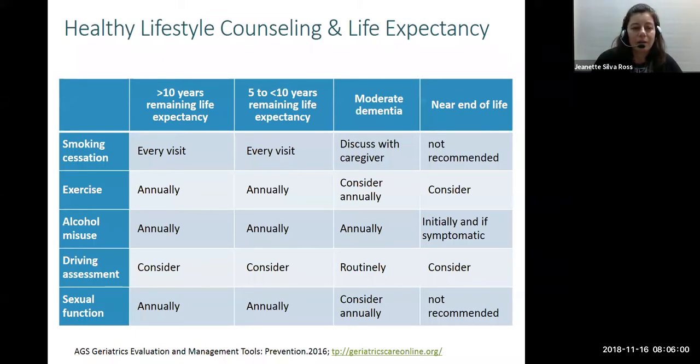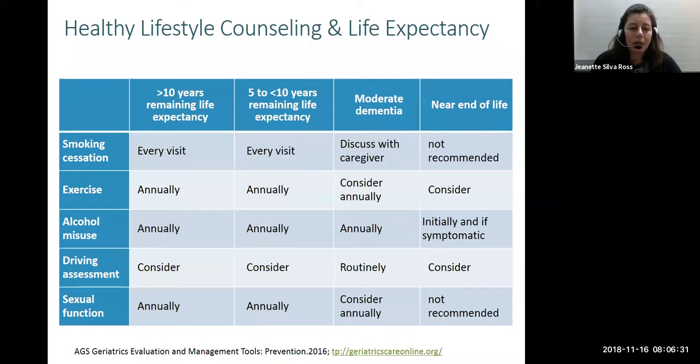Now, with the moderate dementia person, this is something you may want to discuss with the caregiver. Obviously the person with dementia may not be able to go buy their own cigarettes, and you may want to weigh the risk and benefit there. Make sure that they're being supervised so that they won't start a fire because they're smoking. So, something to discuss.